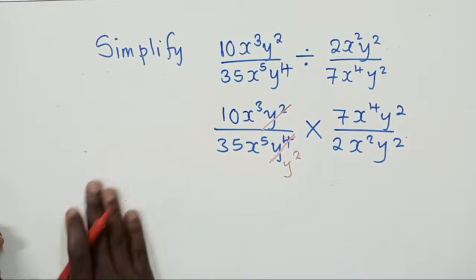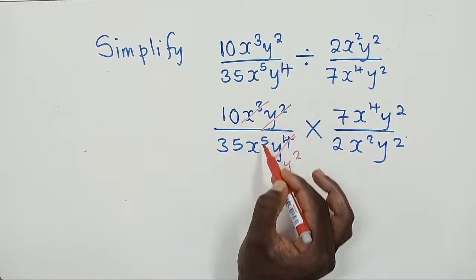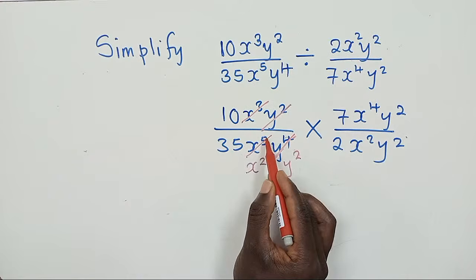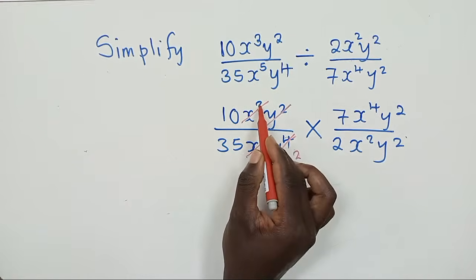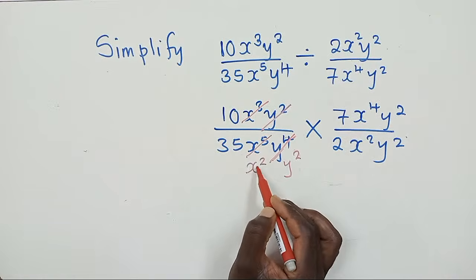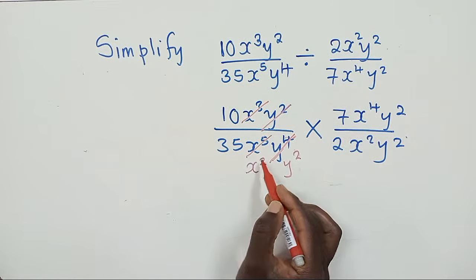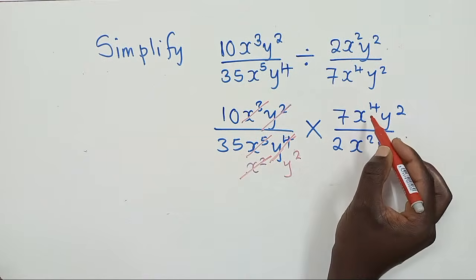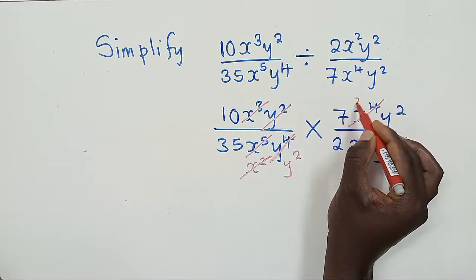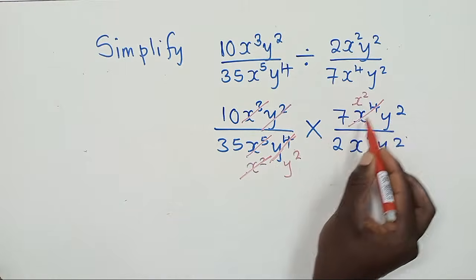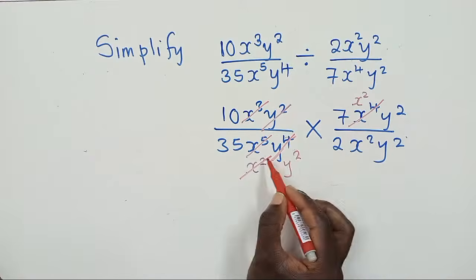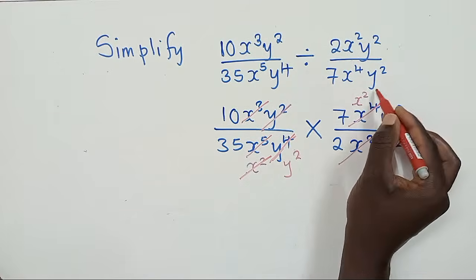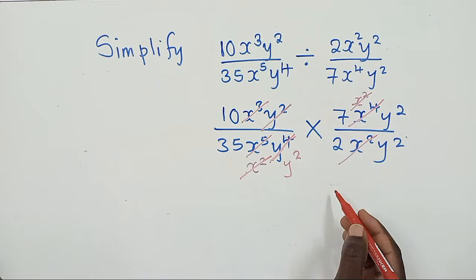Now from this point, we can do the same here. Here we'll remain with x power 2, because power 5 minus 3 will be 2. So it remains with x power 2. This x power 2 into x power 4: this power 4 minus 2 will be power 2 right here. So this is x power 2 and x power 2 will cancel.